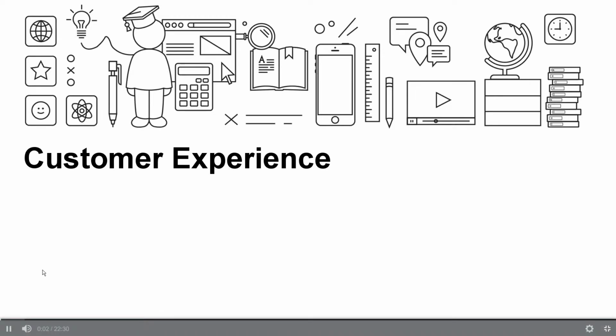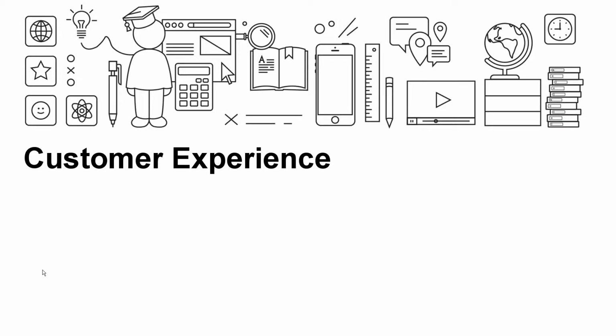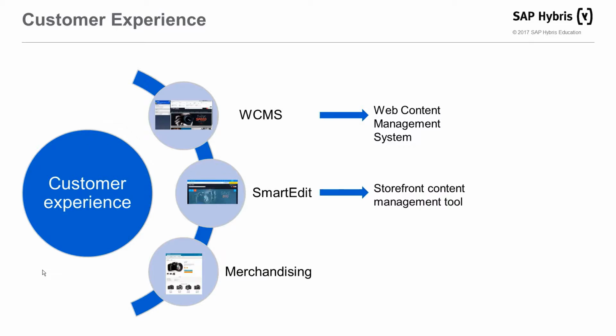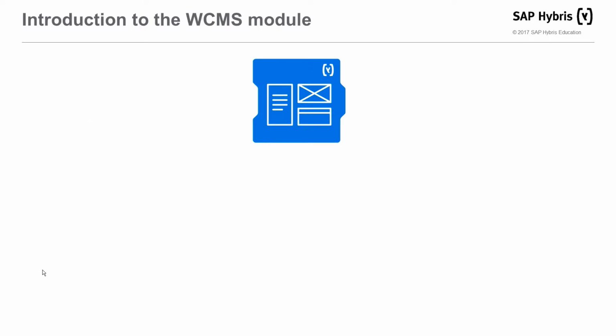In this video, we'll look at the SAP Hybris Commerce Customer Experience Solution. It is often referred to as CX. The term Customer Experience, or CX, refers to the combination of the traditional Hybris Web Content Management System, or WCMS, and two new tools: SmartEdit, a storefront content management tool, and Merchandising, which, as its name implies, helps you manage your merchandising activities. Let's take a closer look at the Web Content Management Module, WCMS.